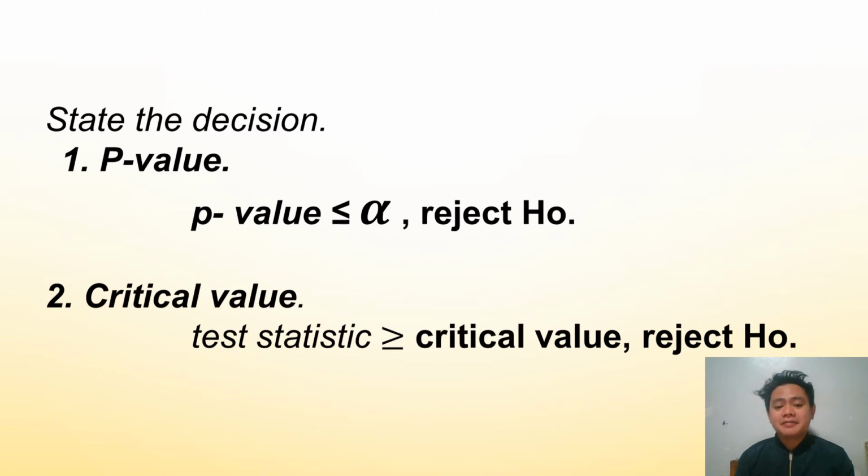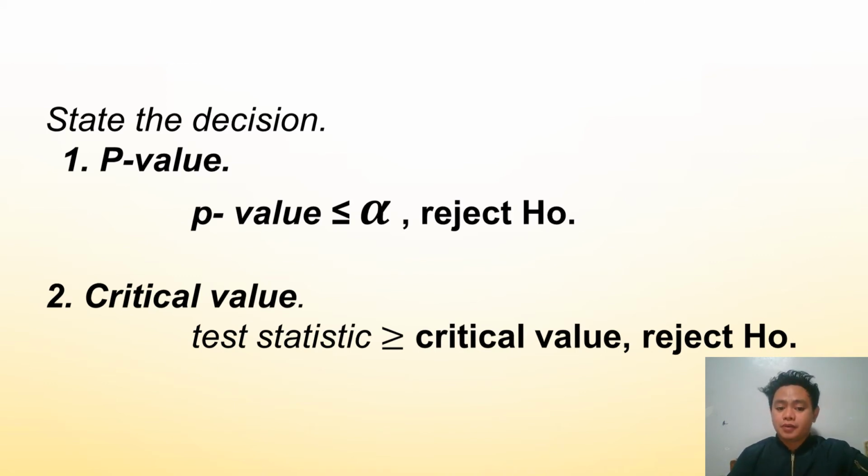Now, if your computation is correct but the statement of your decision is wrong, it is still useless. Okay, so there are three ways to state your decision: by using confidence interval, by using p-value approach, or critical value approach. This is the only thing we need to remember. We can choose between p-value approach or critical value approach.